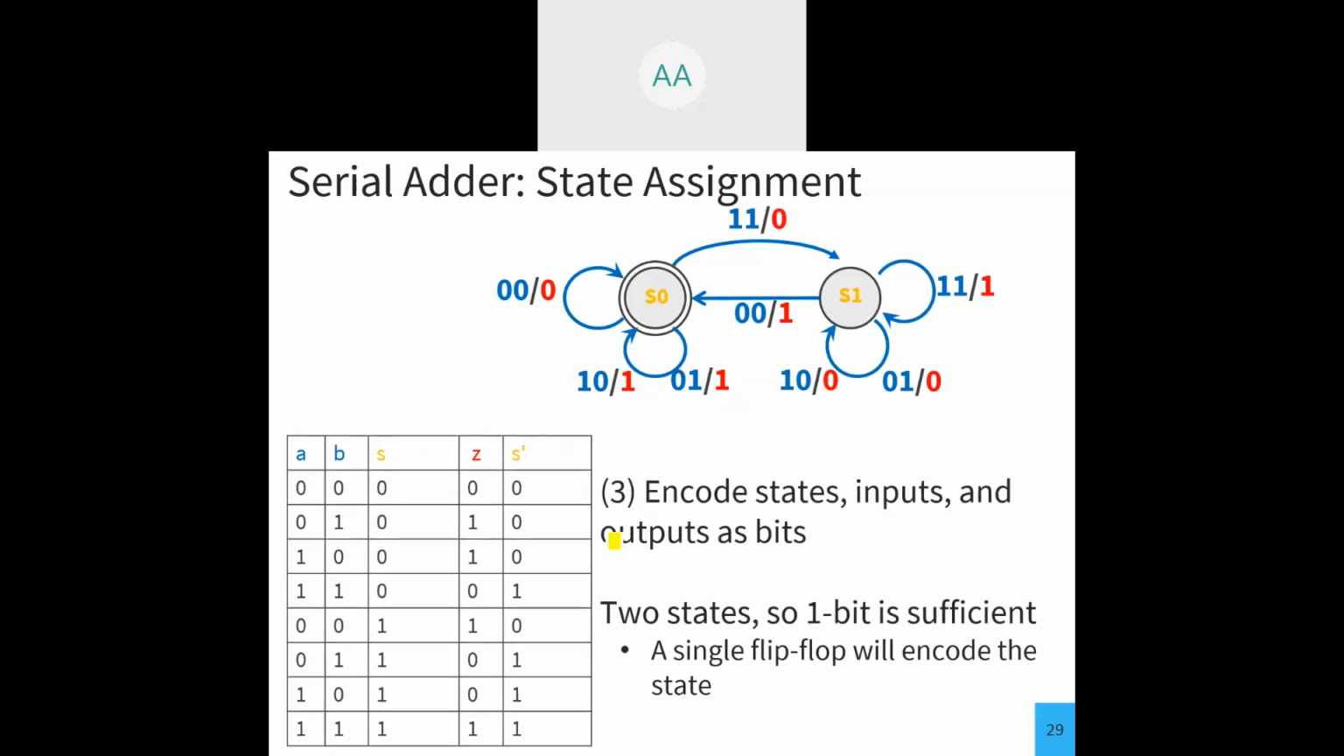Since we have only 2 states, we need to encode each state, input and output as bits. So let S0 equal 0 and S1 equal 1. Then we need to fill the table. You can see the table from the previous state diagram, like this one. So this is actually a truth table right now, so we can build the circuit design using this.